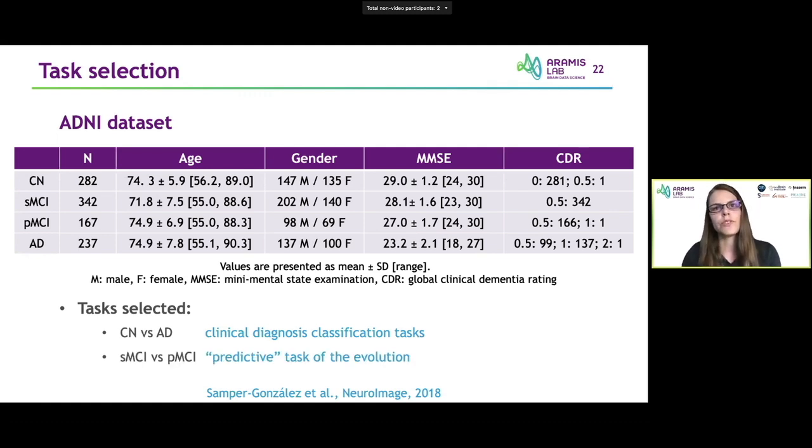And so the stable versus progressive MCI task can thus be seen as a really predictive task of the evolution.